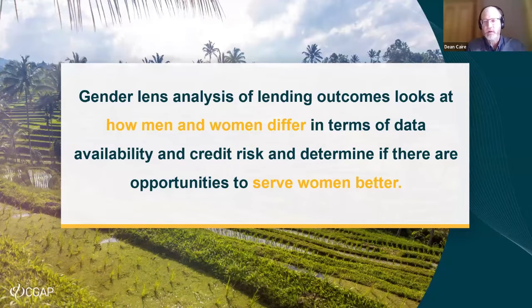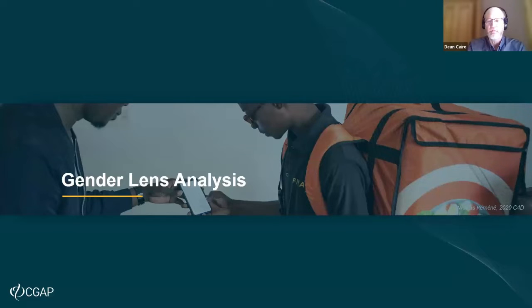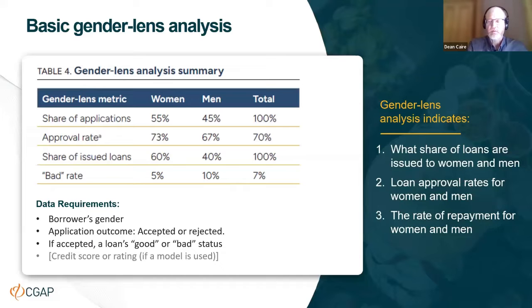But the first thing that everyone can do, even after the webinar today, because hopefully it will seem that easy after we go through it, is just look at what the situation is in your own organization. For those of you using credit scoring, this first part I'd like to show actually doesn't presuppose the use of any credit scoring model. So to do your basic gender lens analysis, you need really very little data.